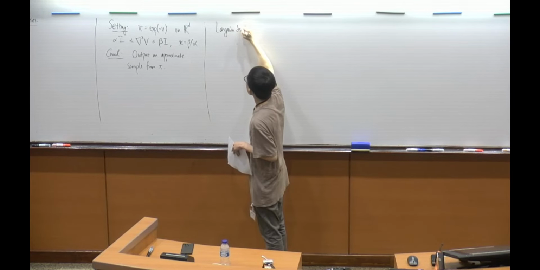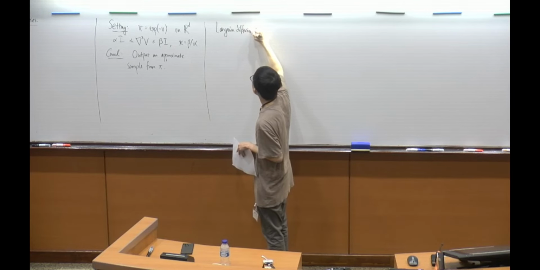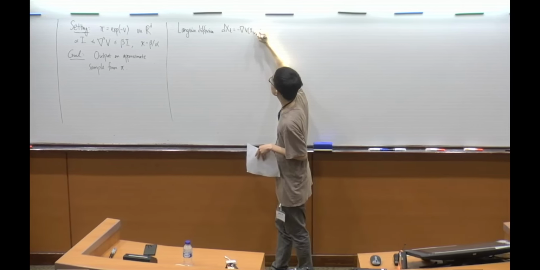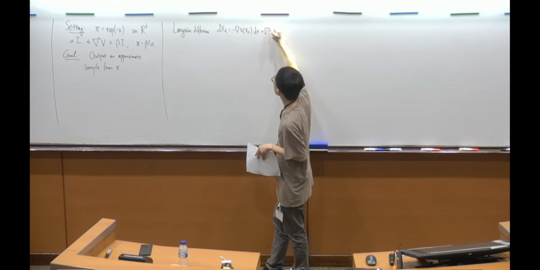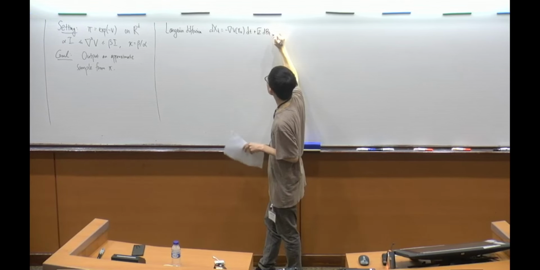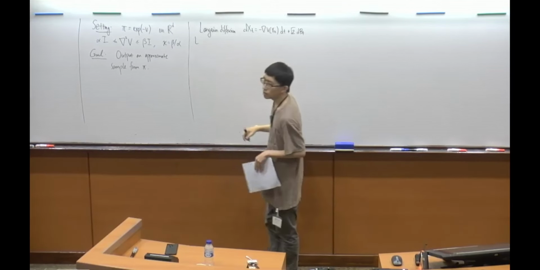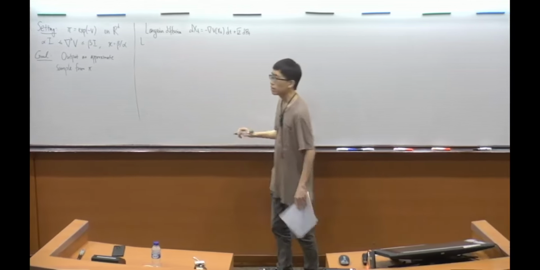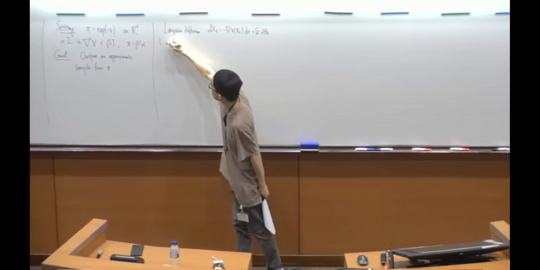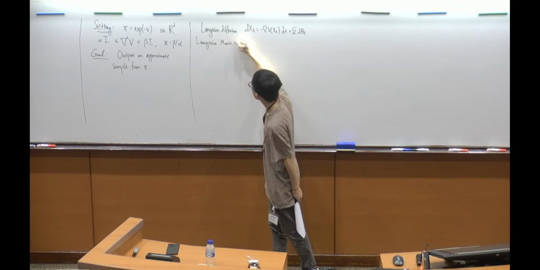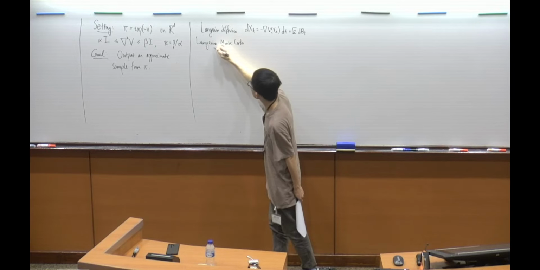Okay, so let's recall this is the Langevin diffusion. It's the solution to this SDE: dX_t is minus the gradient of V plus the Brownian motion. But we cannot run the continuous time diffusion on a computer, so we're going to discretize. And so I'll call the algorithm Langevin Monte Carlo, or LMC.